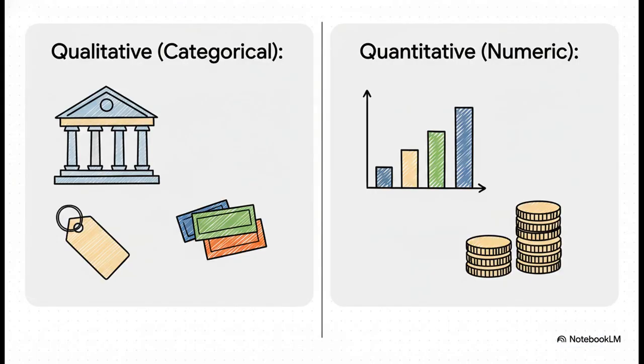Now, pretty much all data boils down to two main flavors. On one hand, you have qualitative or categorical data. Think of these as labels or categories, like which stock exchange a company is on, NYSE or NASDAQ. Then you have quantitative data, which is all about numbers. It tells you how much or how many, like a company's earnings per share. And knowing which is super important because it determines the kind of math you can do later on.